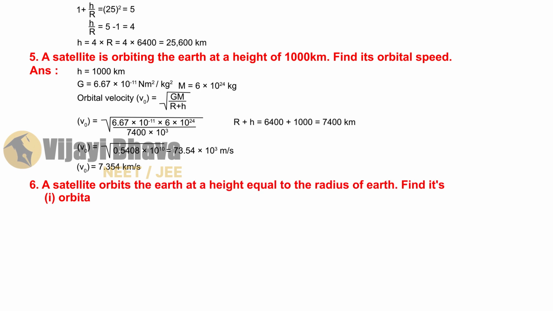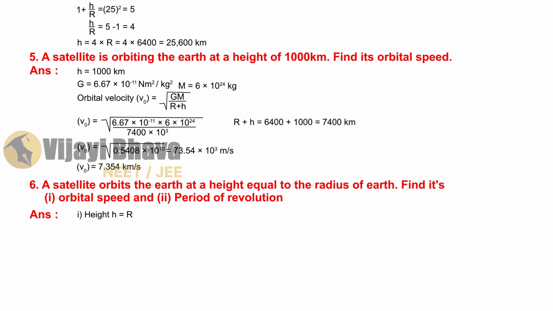A satellite orbits the earth at a height equal to the radius of the earth. Find its orbital speed and period of revolution. The solution: first, let us note the given data. It is given that the satellite is at a height equal to the radius of the earth, hence height h is equal to r. We know the value of capital G is 6.67 into 10 power minus 11 Newton meter square per kg square, and the mass of the earth is 6 into 10 power 24 kg. Also, the radius of the earth is 6400 kilometer.